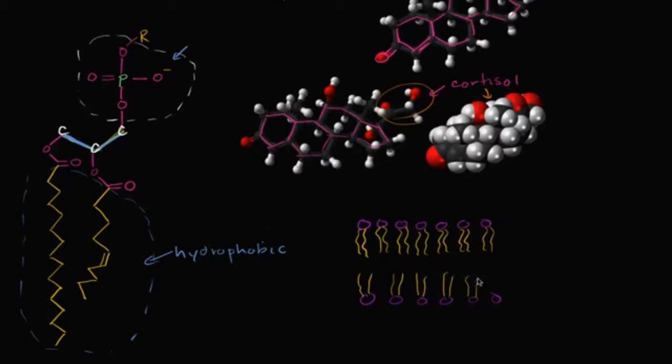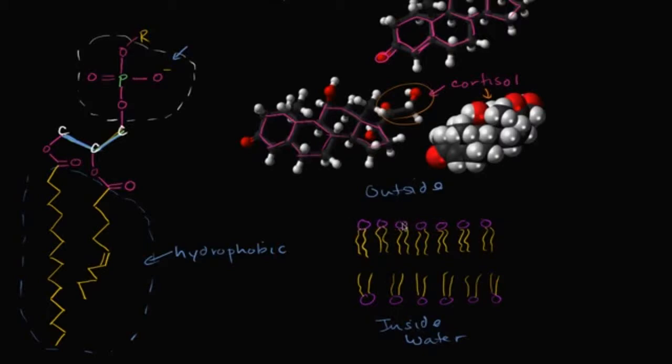And this configuration that I've just drawn, where you have a bilayer of phospholipid, a phospholipid bilayer, is how cellular membranes are constructed. Because you have water, or things that are very water-based, inside the cell. This could be inside the cell, and this is outside the cell.